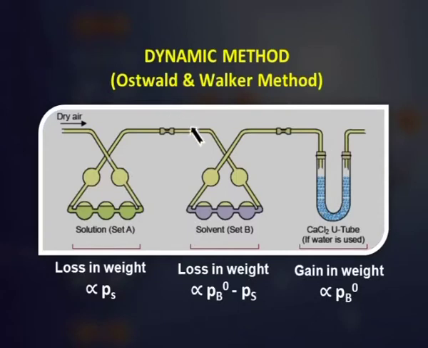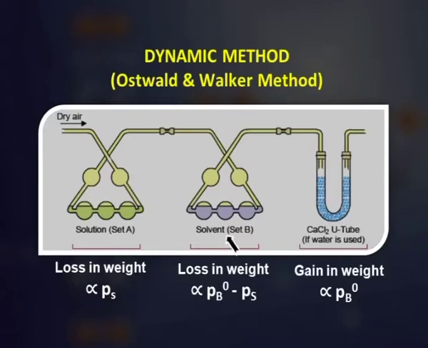Both sets are connected to each other and then to an accurately weighed set of guard tubes filled with anhydrous calcium chloride or some other dehydrating agents like P2O5, concentrated H2SO4, etc. The bulbs of solution and pure solvent are kept in a thermostat maintained at a constant temperature. A current of pure dry air is bubbled through. The air gets saturated with the vapors in each set of bulbs.